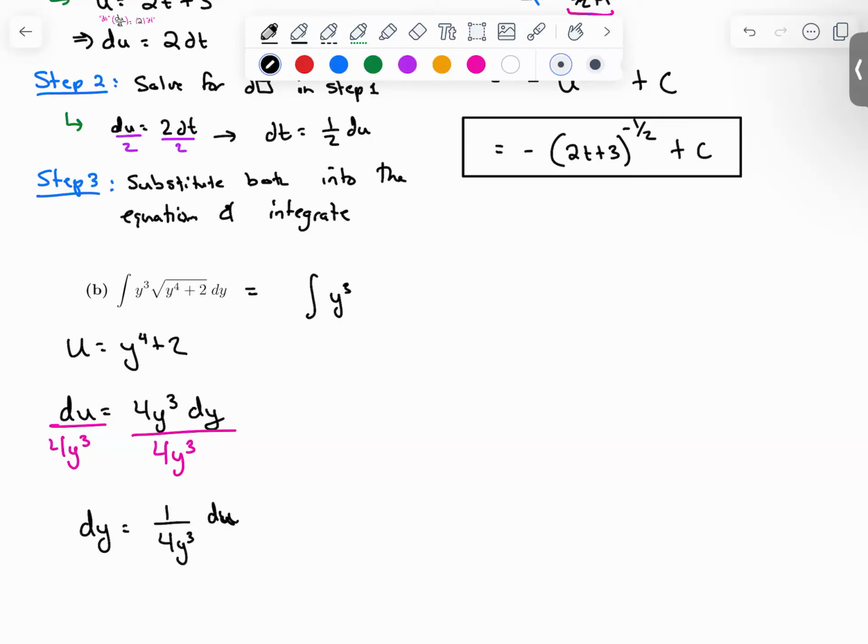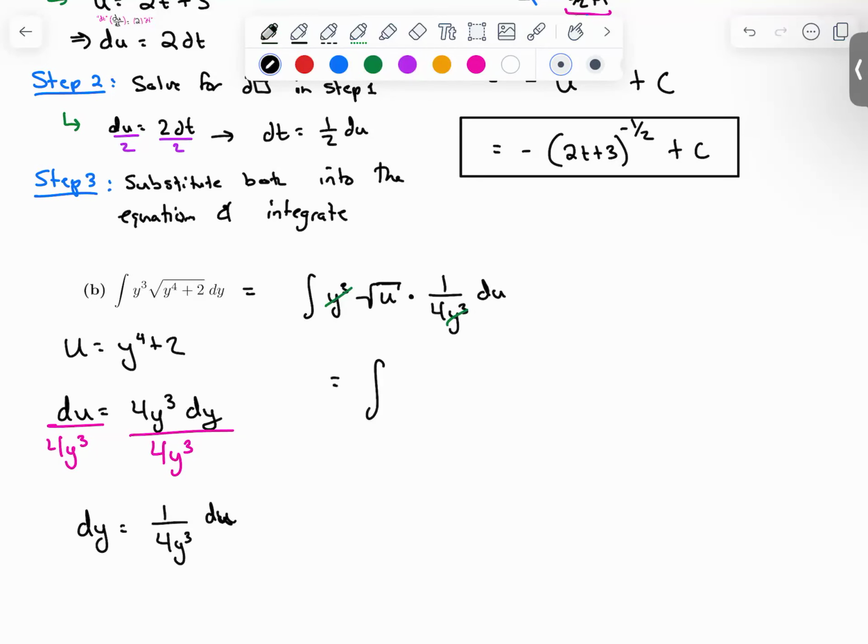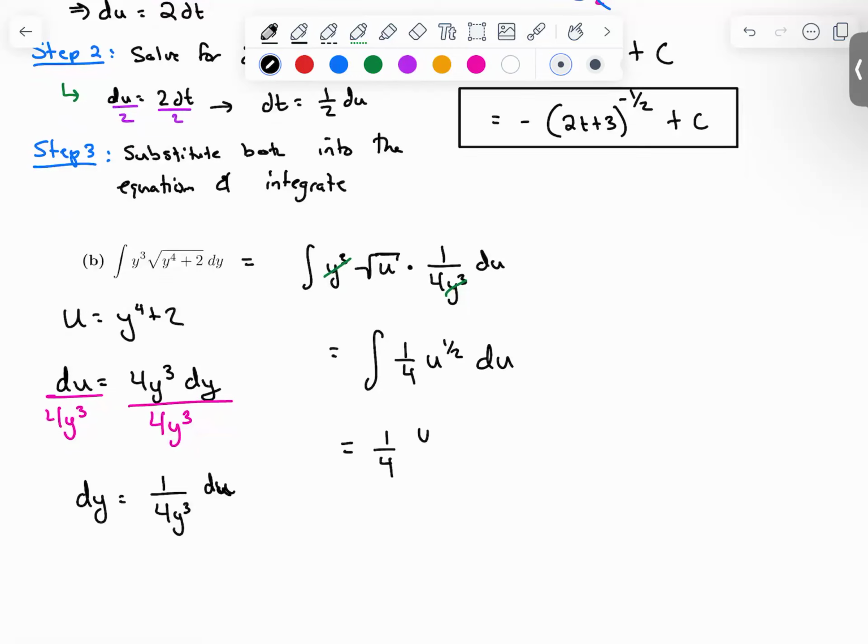Same idea here. So now that we've got that, the square root of y to the 4th plus 2 is now the square root of u. And then dy is now 1 over 4y cubed du. And lucky for us, the y cubeds cancel. Since we're going to need to integrate this, I'm always going to convert, just like with differentiation. Whenever we saw a radical, we always converted it to exponential form because that made it easier to do the power rule. So we write this as the integral of 1/4 u to the 1/2 du. That's an integral purely in terms of u, so we can integrate it. That'll be 1/4 u to the 3/2 over 3/2 plus a constant c.